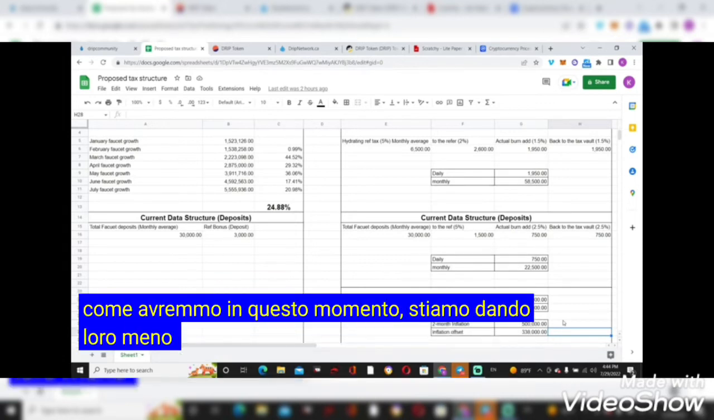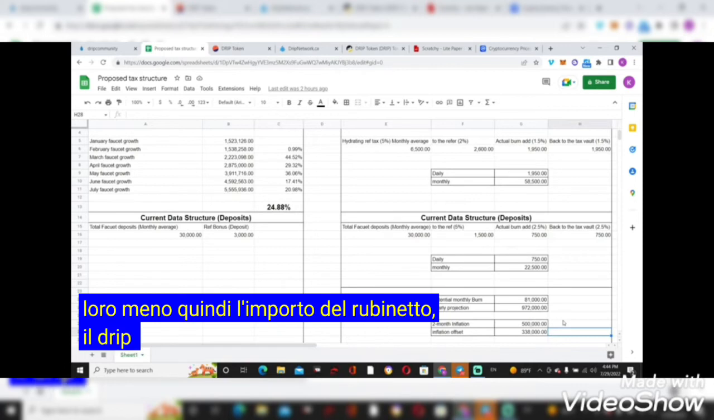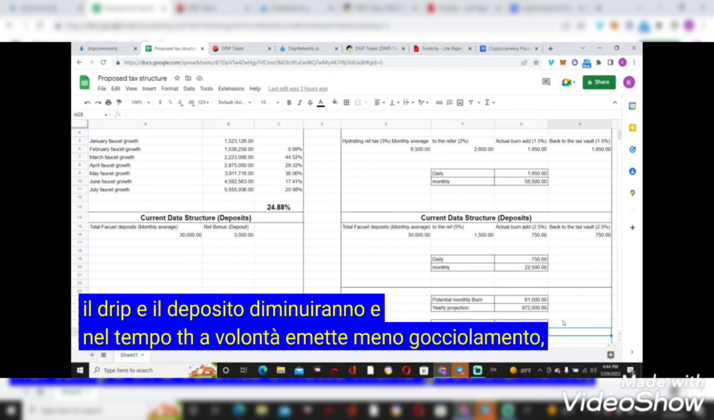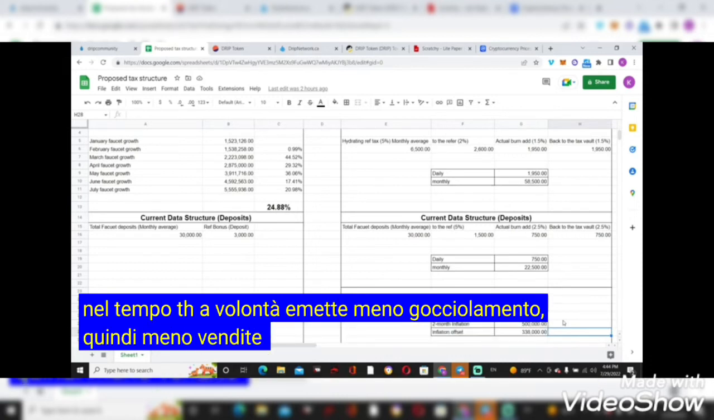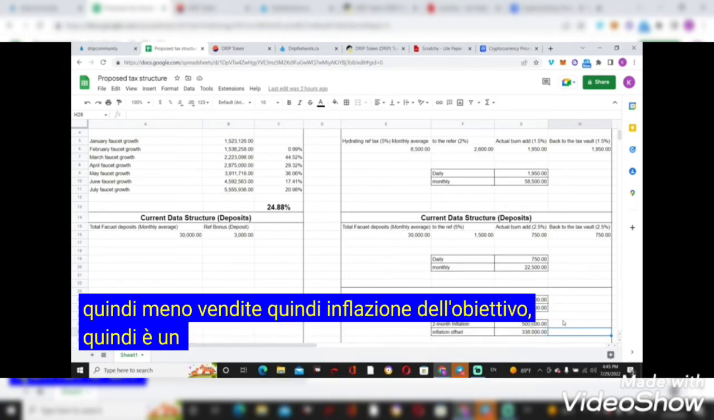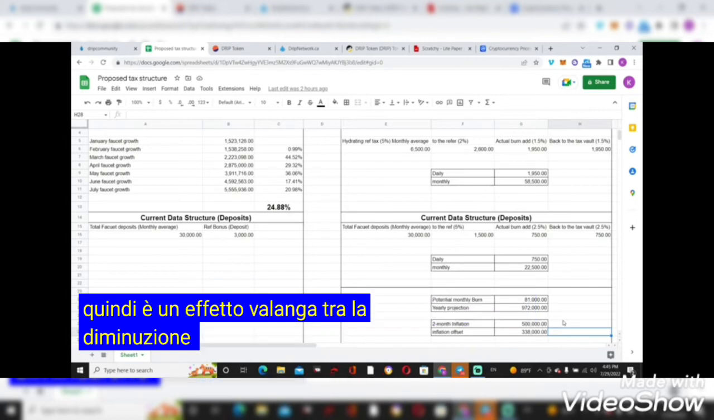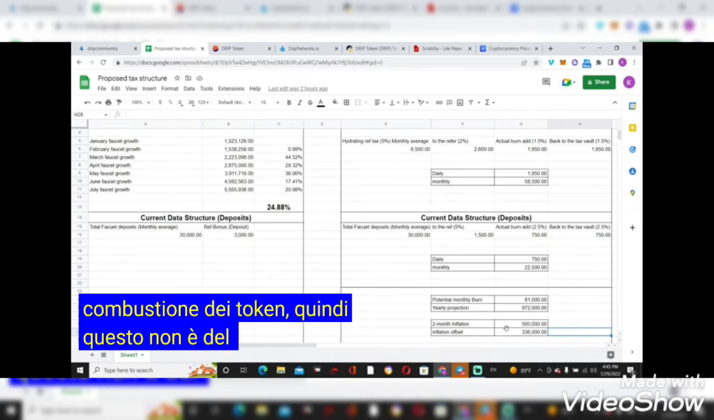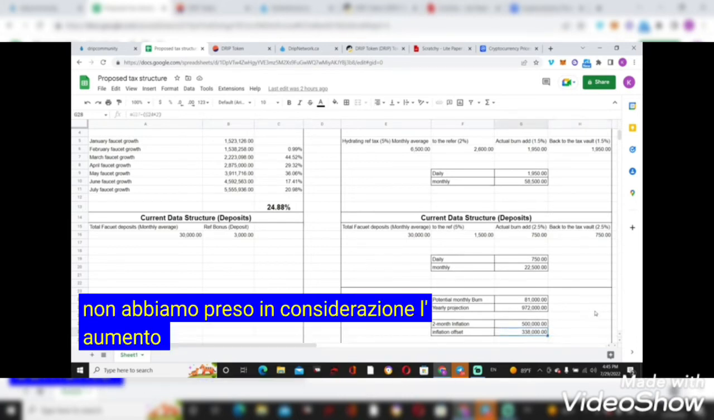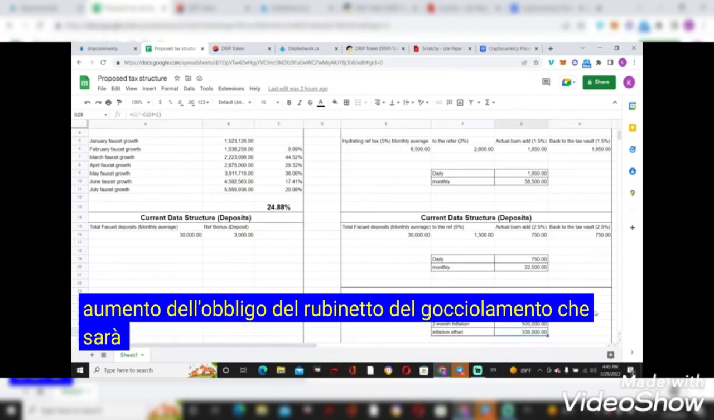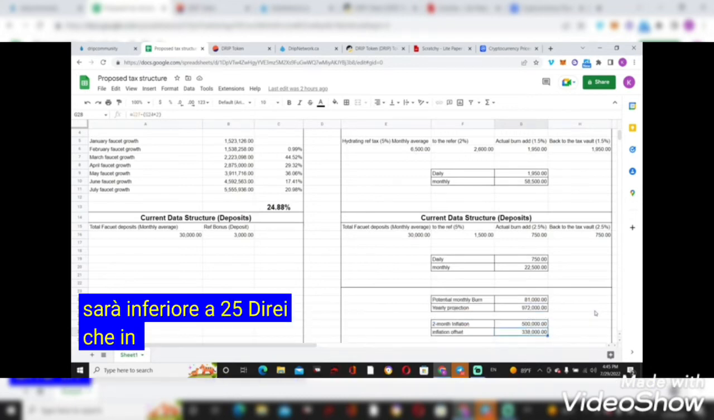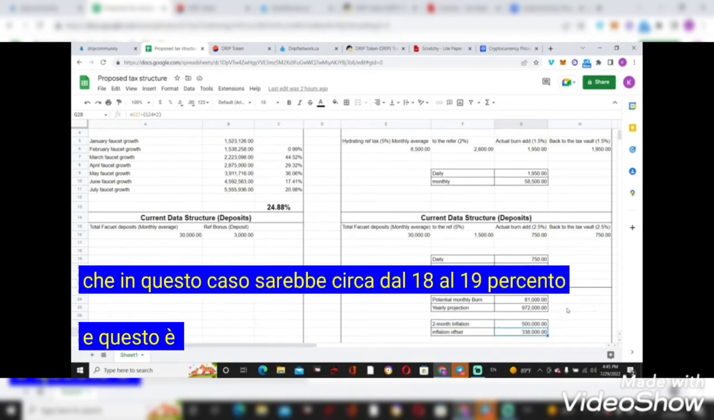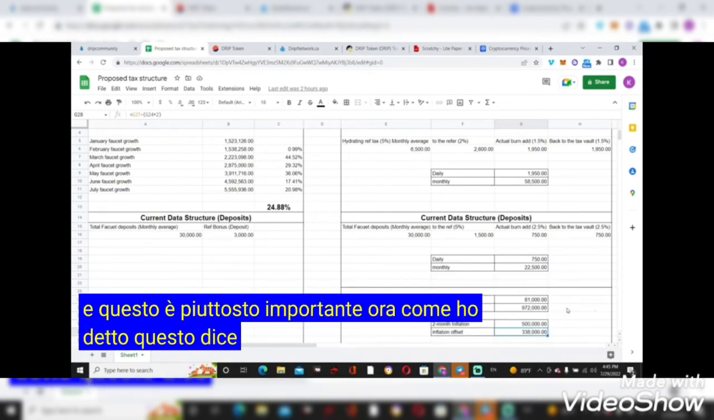We're giving them less, hence the drip in the faucet will decrease, and over time that will emit less drip, hence less selling, hence less inflation, etc. So it's a snowball effect between decreasing the obligations and actually burning tokens. So this is not quite accurate because we haven't taken into account the drip faucet obligation increase, which is going to be less than 25%. I would argue it would be about 18 to 19% in this case. And that's pretty important.